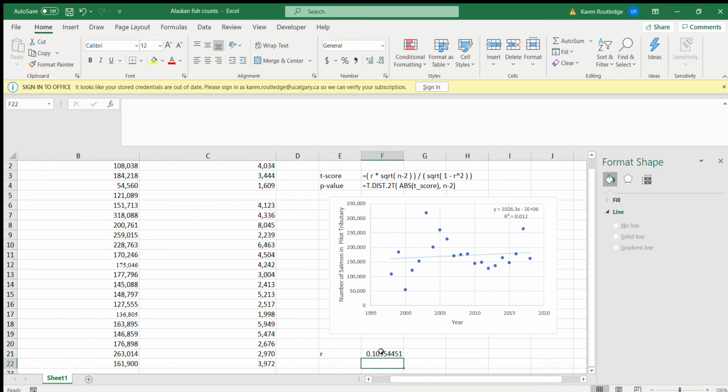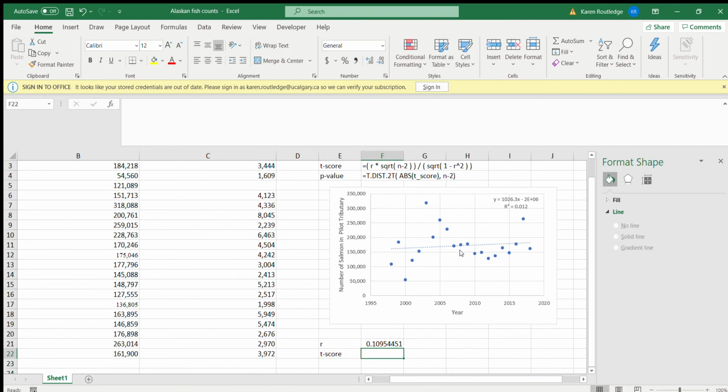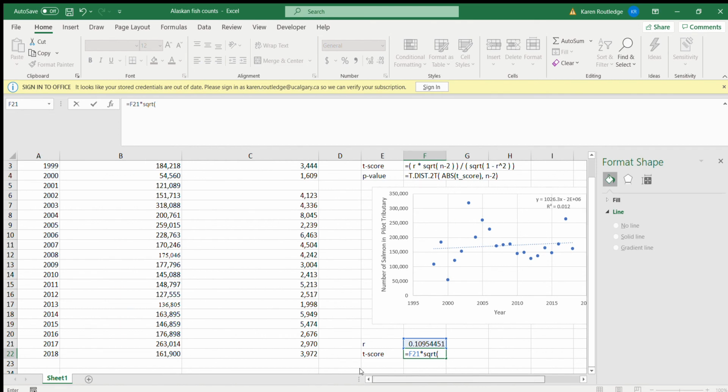So that's R. From R, we need to calculate a t-score, and I have the t-score formula that relates to R up here, so we can type this in also. There's our t-score, and to calculate it, we need R times the square root of n. Remember, n is not the number of data points, because we have x data points and y data points, but the number of pairs of data. The other way to think about that is it is the number of rows of data.